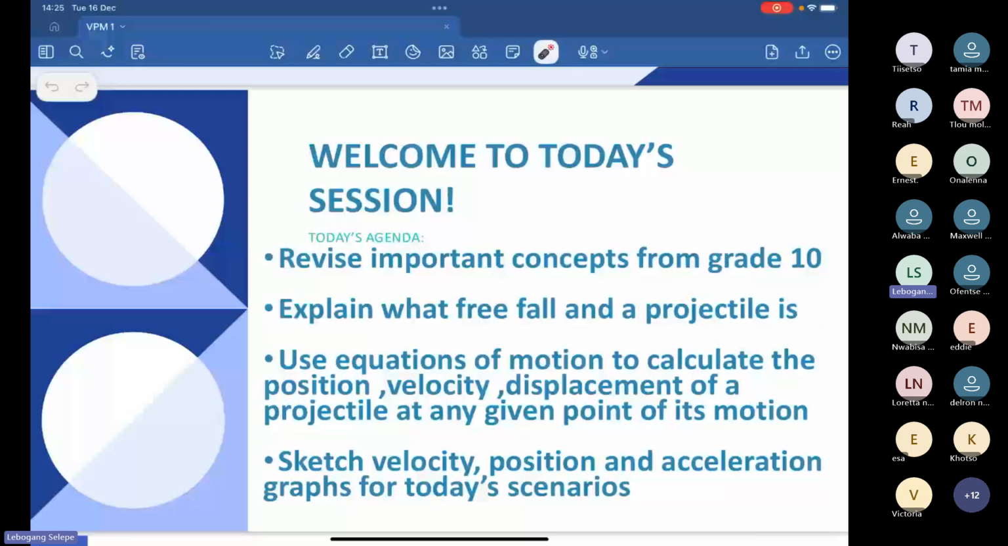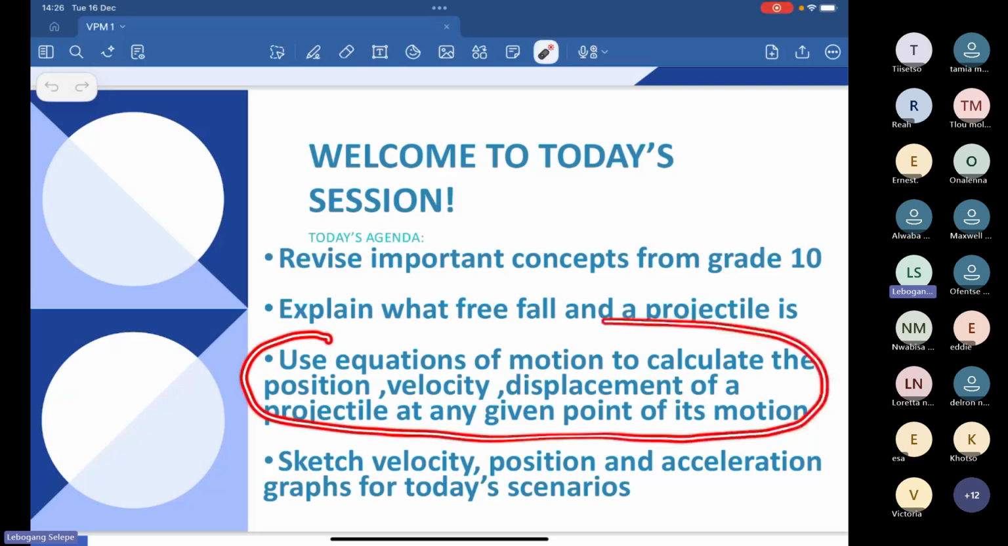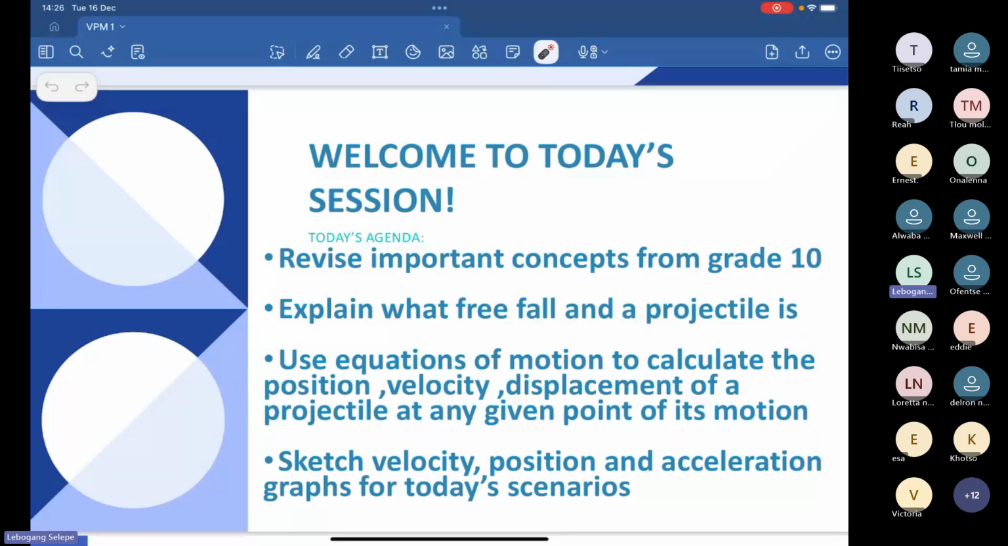These are two different concepts, but they are closely related because a projectile is an object and free fall is a type of motion, right? So basically, just to summarize, a projectile is an object that is under free fall. We will explain what these things are during the lesson. And obviously, we're gonna use equations of motion to solve problems, right?